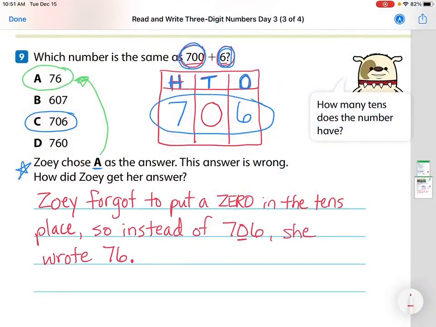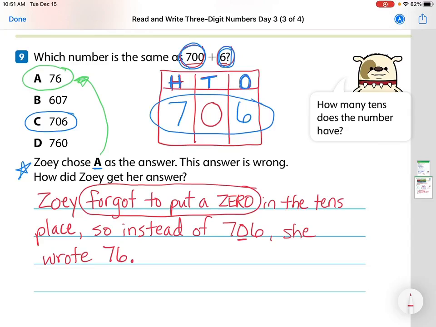Okay, I hope you got your answer all written down, and we probably wrote something a little bit different from each other, but as long as you said something about that she forgot to put that 0 in the tens place, then I think that your answer is probably just fine.